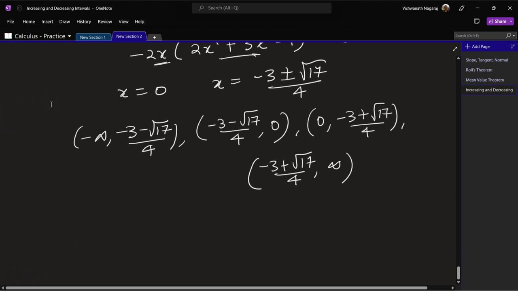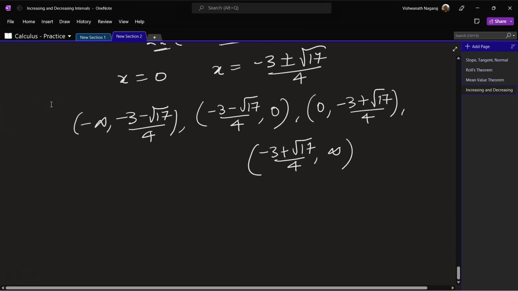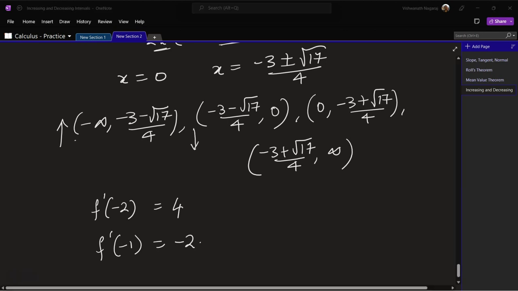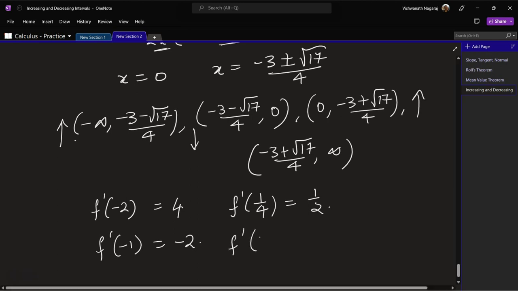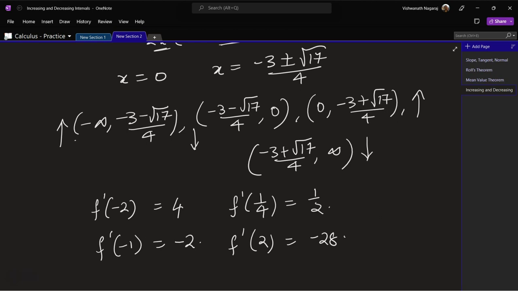Okay, now we need to figure out the nature of these intervals. Let's take the intervals one by one. F prime of minus 2 is going to be equal to 4. So that means this is going to be increasing. F prime of minus 1, this is going to be minus 2. So this is going to be descending. F prime of 1 by 4 would be equal to 1 by 2. So which means that this is going to be increasing. And finally, f prime of 2 is going to be equal to minus 28, which means this is going to be descending. So increasing, decreasing, increasing and decreasing intervals.